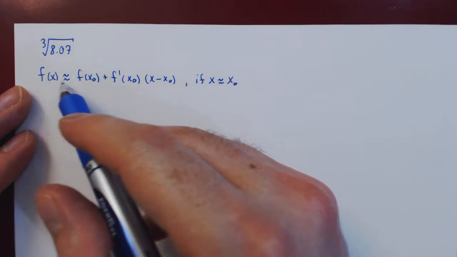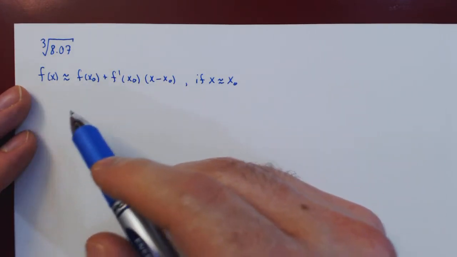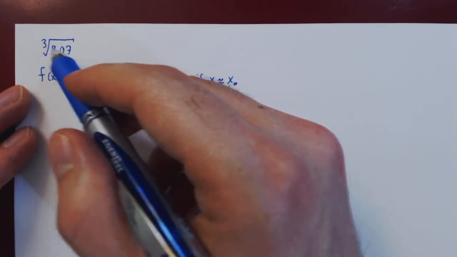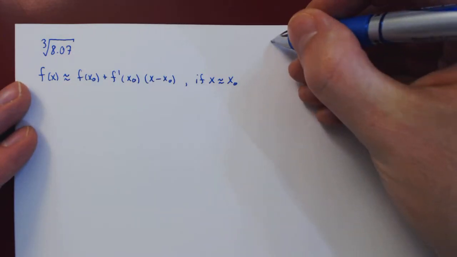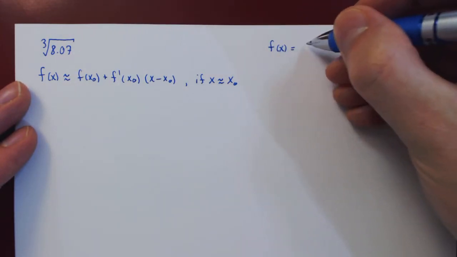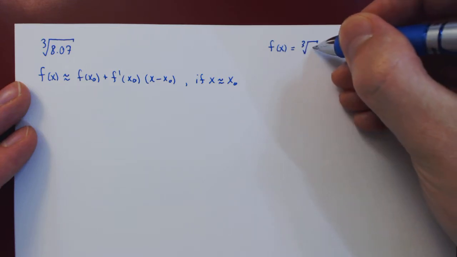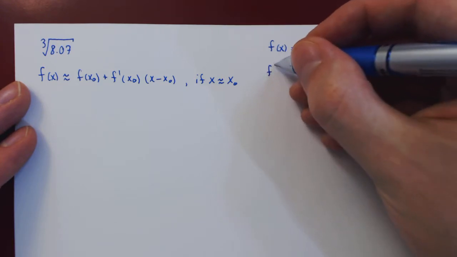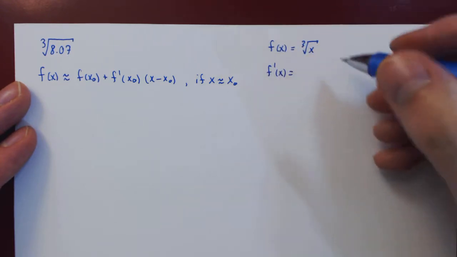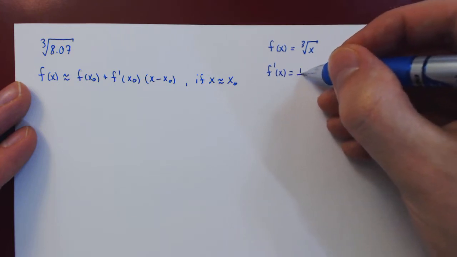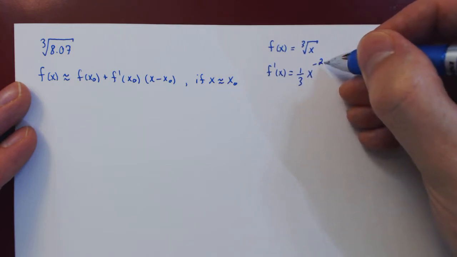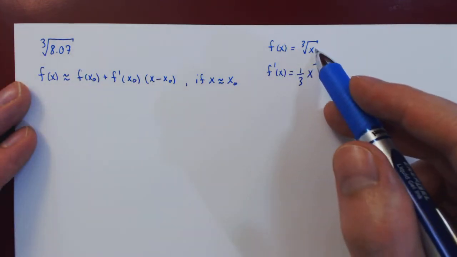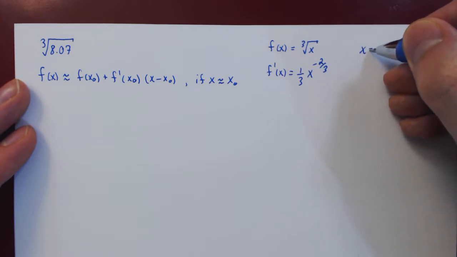So there are three things that we have to choose: the function f, the value of x, and the value of x0. Well, since we want the cube root of a number, it's fairly clear that the function f of x should be the cube root of x. We of course also need the derivative of this function. Well, if you think of the cube root as a power of 1/3, applying the power rule gives us 1/3 x to the negative 2/3. And since we want the cube root of 8.07, then x must be 8.07.